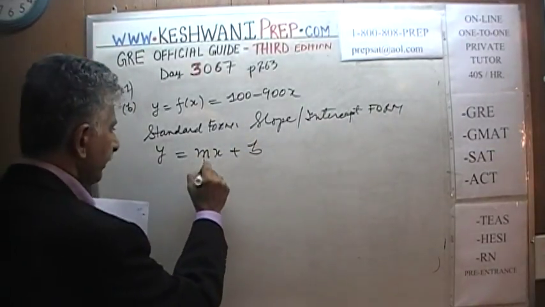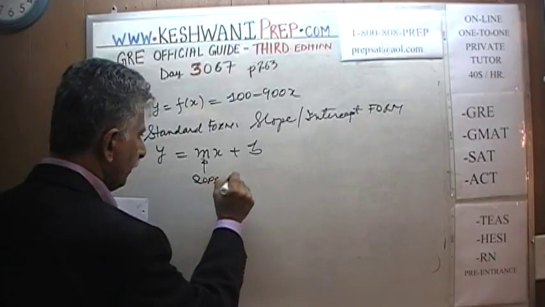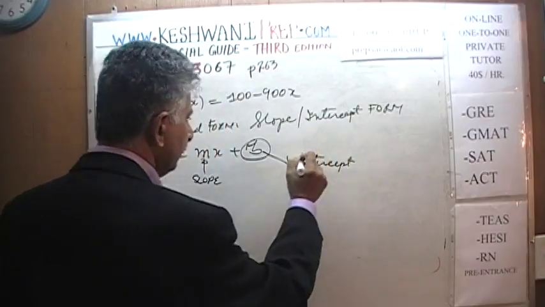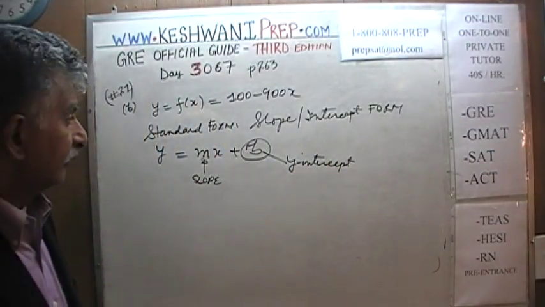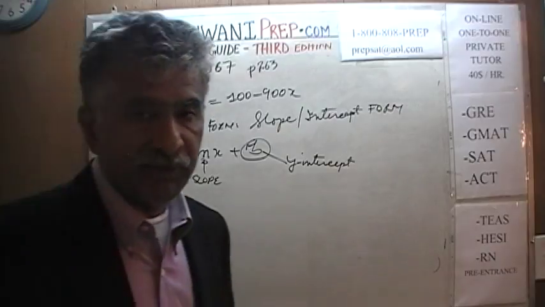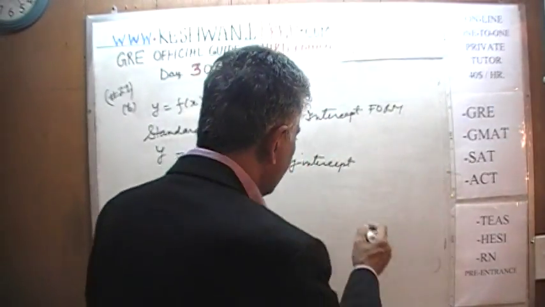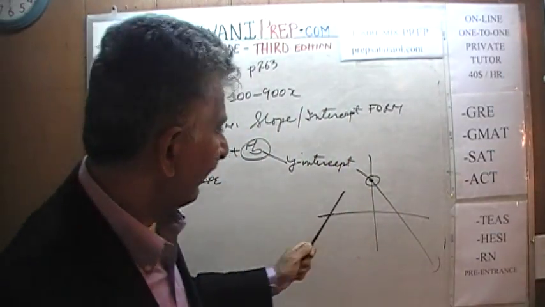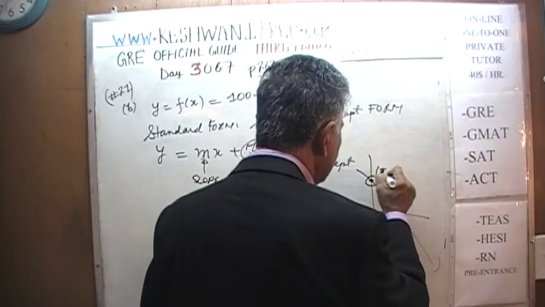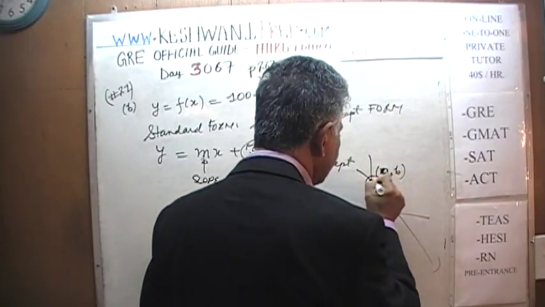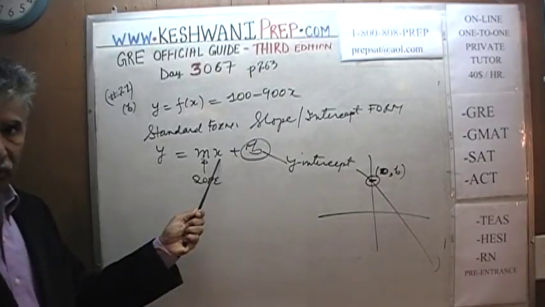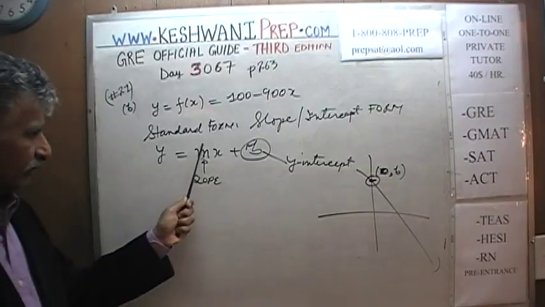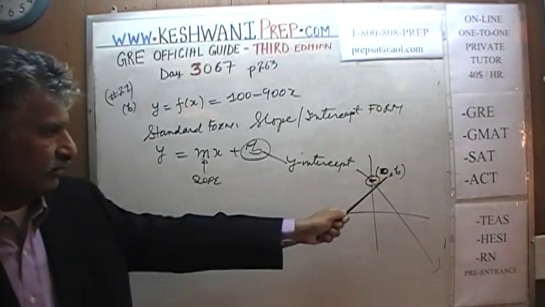Y is equal to mx plus b, where m represents the slope and b represents the y-intercept. How do we know that b is the y-intercept? Because the y-intercept is the place where the line cuts the y-axis. If this is your line, it cuts the y-axis here. At that point, x is equal to 0. If x is equal to 0, what's the value of y? It doesn't matter what the slope is, 0 times any value is 0, so this drops out and y equals b. So that's your y-intercept right there.